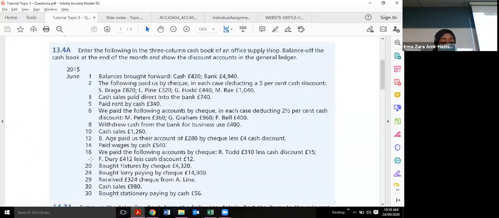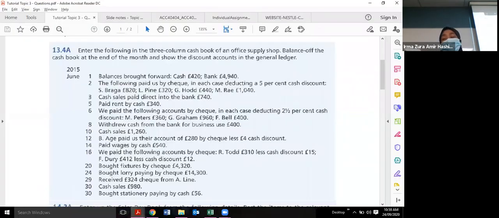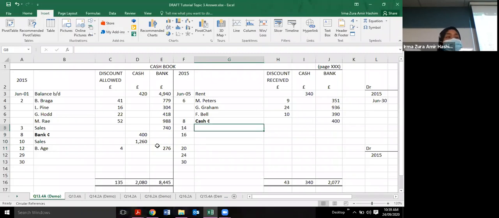Okay, next, 14, paid wages by cash, 540. So when you pay by cash, your cash reduces. So here you just write wages. Okay. So cash 540. Is it correct?